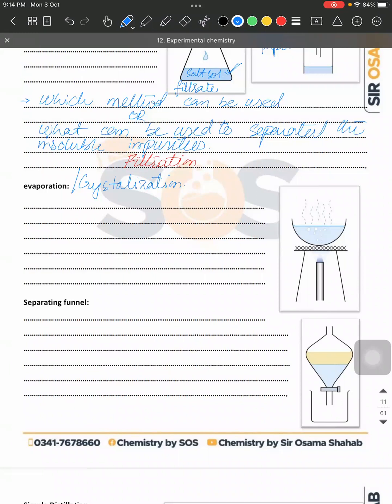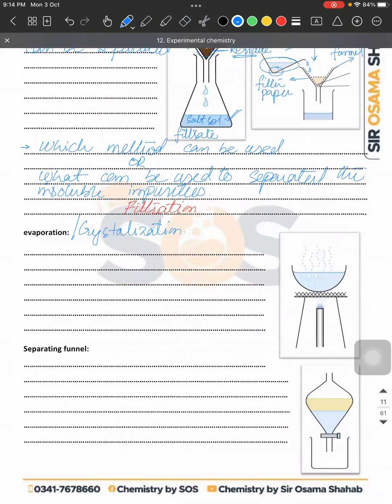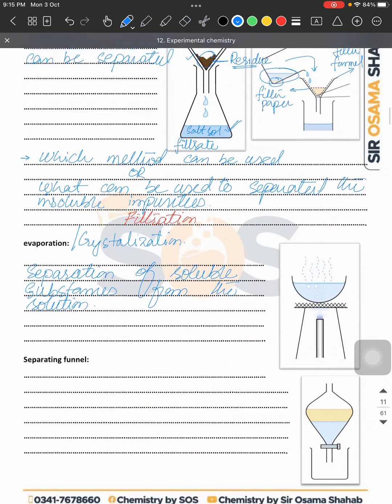So right now, what is evaporation and crystallization? It is the separation of soluble substances from the water, or from the solution, right? तो solution के अंदर जो soluble substances हैं, उनको आप evaporation से separate out कर सकते हैं. For example, if you have sea water, ठीक है ना, and you want to separate out sea salt, or you want to separate out the water or whatever, you need to separate them.